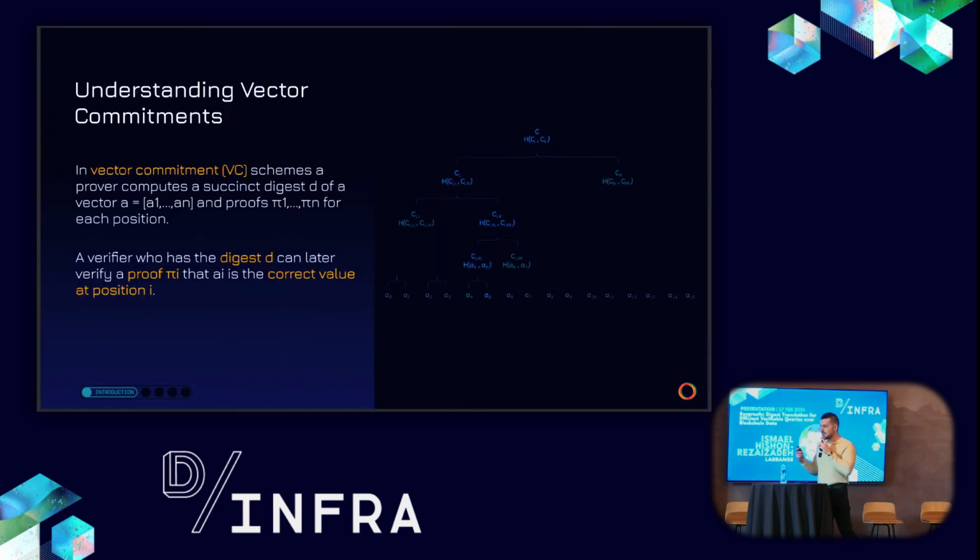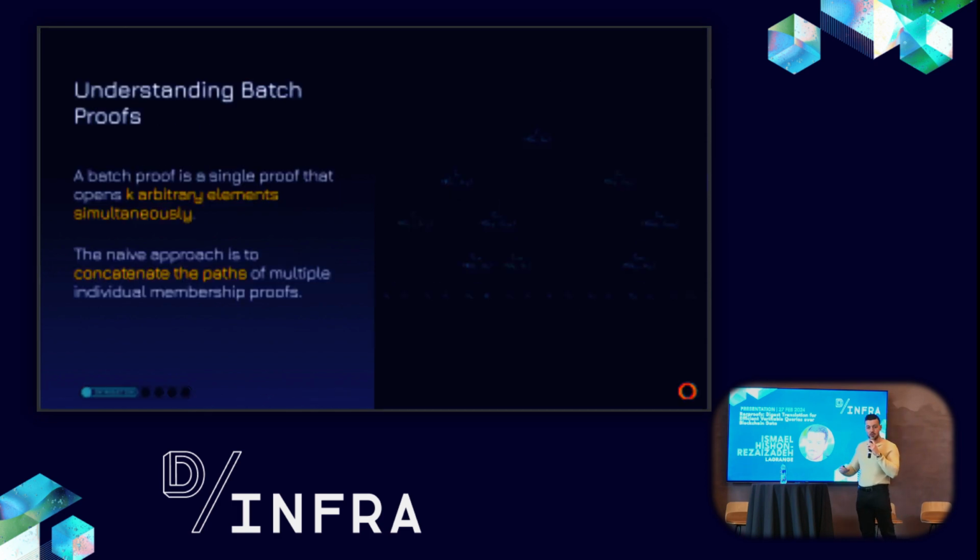As some basic background, what is a vector commitment? You can think of a vector commitment as a scheme where a prover computes some succinct digest D of a vector of values and proofs for every index, such that a verifier with digest D and a proof can compute and prove the correct value of some element at some index i. An example of a vector commitment is a Merkle tree or a Verkle tree or an MPT tree, or any structure you can think of for encoding some vector of values with ordering.